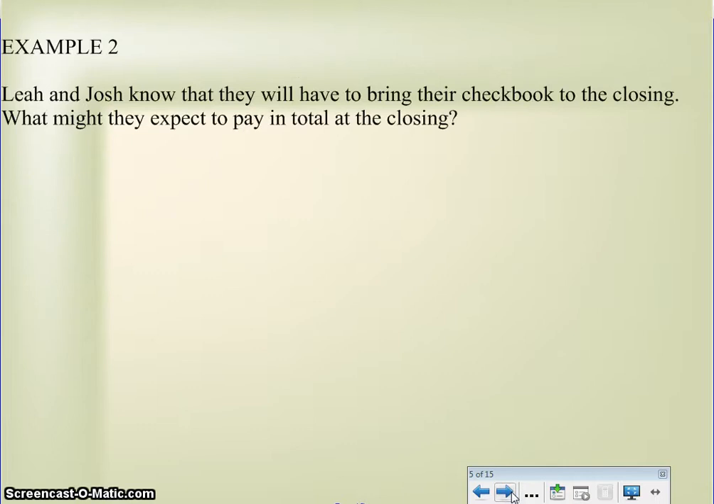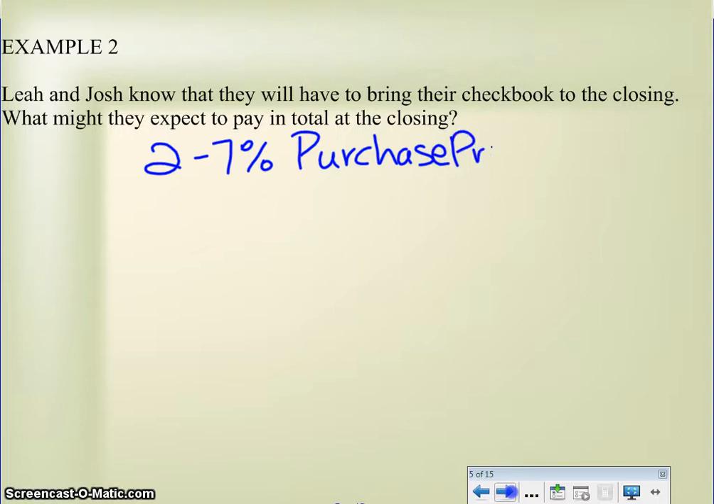All right, example 2. Leah and Josh know that they will have to bring their checkbook to closing. What might they have to expect to pay at closing? So before we can answer this question, we need to go over some things. You probably read this already in the pre-reading, but I'm going to review it again. Closing costs in general are 2 to 7% of the purchase price of the home. Now, it's really important that you identify here the purchase price, not the mortgage price. So if we look back in example 1, the purchase price was the $600,000.